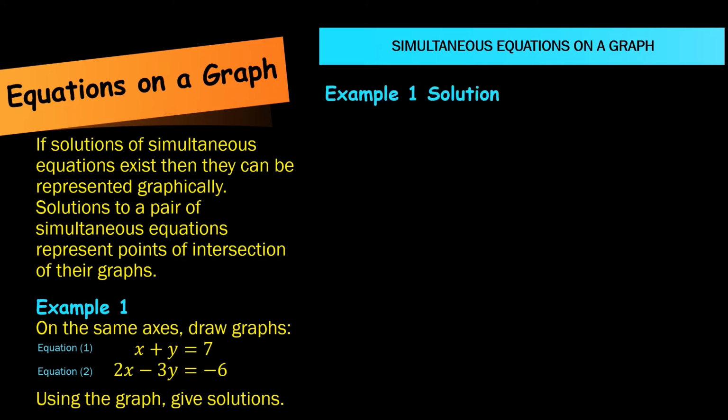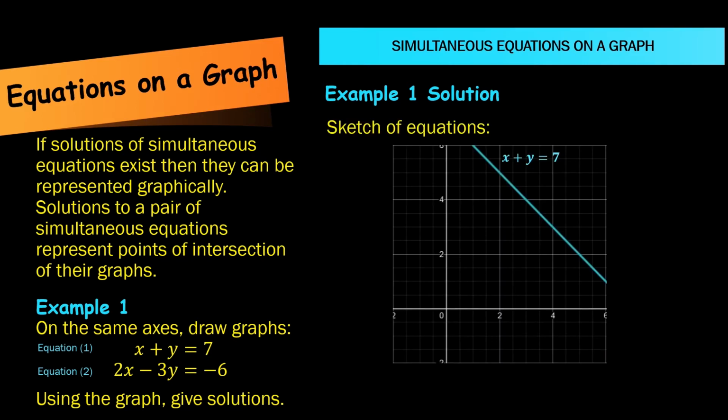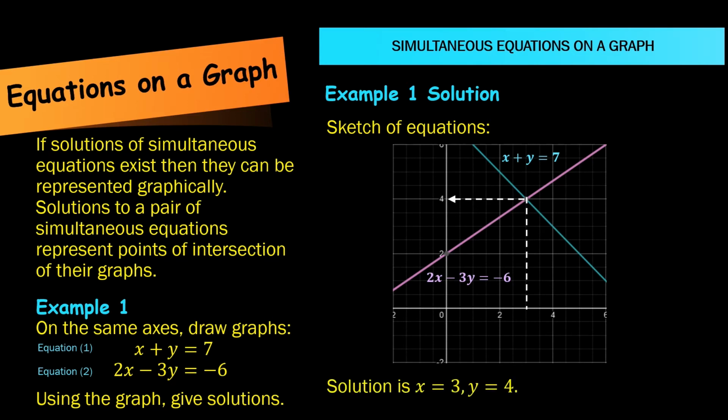So let's solve this. First, produce a sketch of the equations. On your screen, you have x plus y equals 7. Superimpose on this the line 2x minus 3y equals minus 6. The solution is x equals 3, y equals 4, as shown.